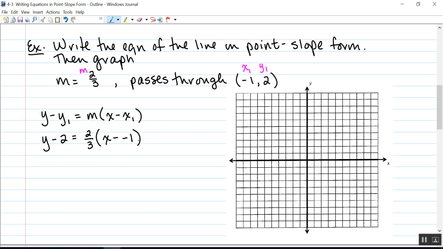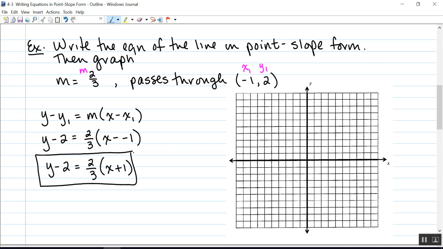And the only thing I'm going to do to clean this up is make this x minus a -1 into x plus 1. So y minus 2 equals 2/3 times x plus 1. And that's what point-slope form of the equation of a line looks like. It's called point-slope form because you can look at it and say, well, there's a point, -1, 2, and the slope is 2/3. Now to graph it, we're going to use those two pieces of information.